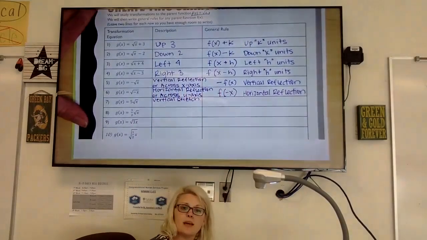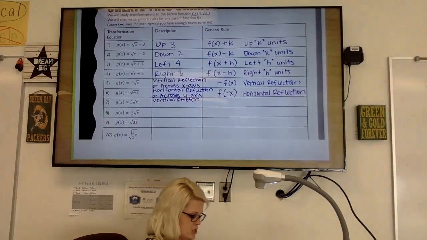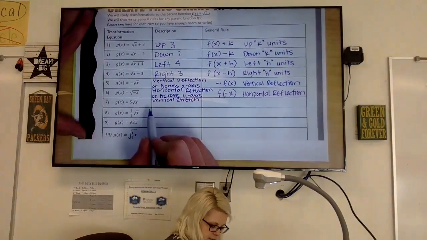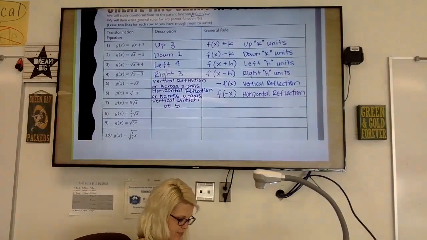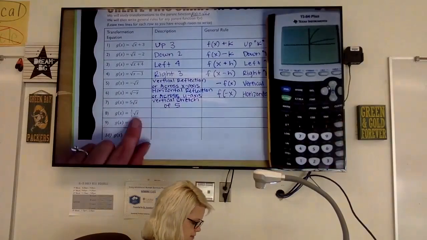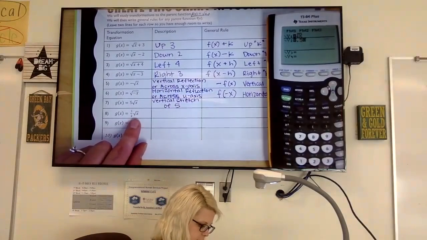And then sometimes you might be asked to say, what is that stretch factor, by how many? So it's been stretched 5 times as big, so I would say vertical stretch of 5. Then next one, notice we have a 1/2 in front. It can be 0.5.